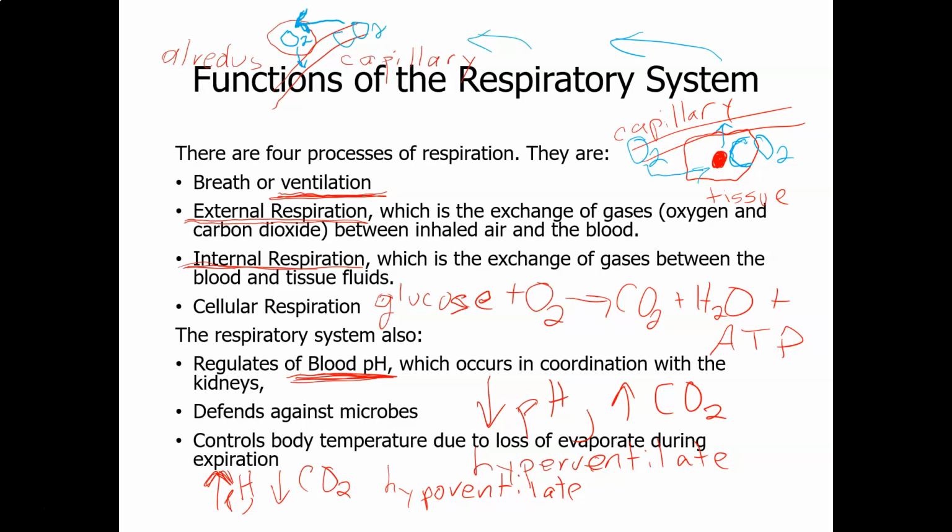Your respiratory system can also defend against microbes. In your respiratory tract, you have mucus that traps those microbes and cilia that sweeps all that mucus and microbes up out of your respiratory tract so that it doesn't cause lung infections. And the respiratory system also functions in controlling body temperature, because when we breathe out, we lose water vapor, and that helps to cool our bodies off.